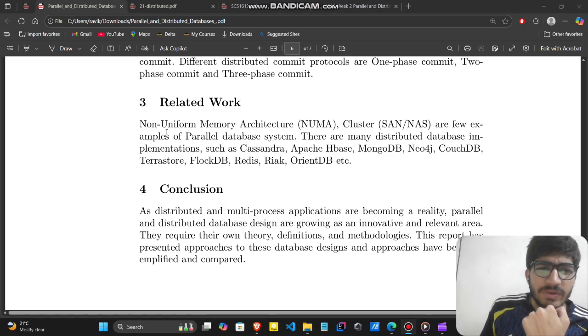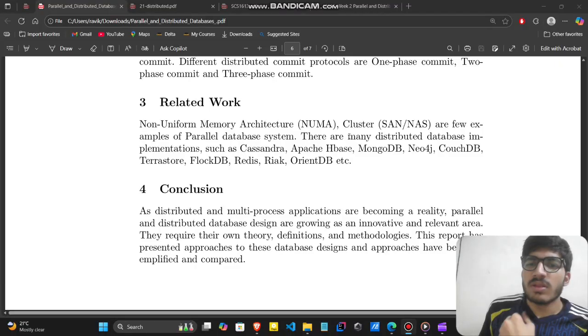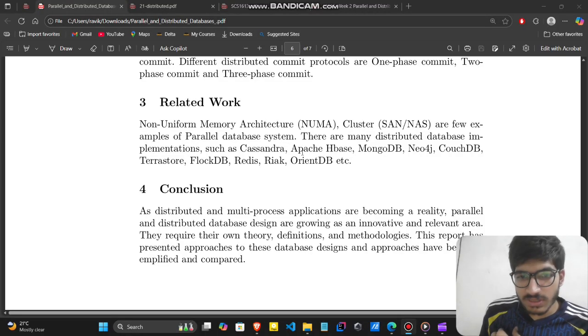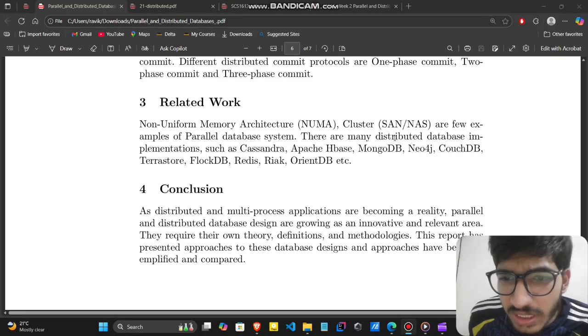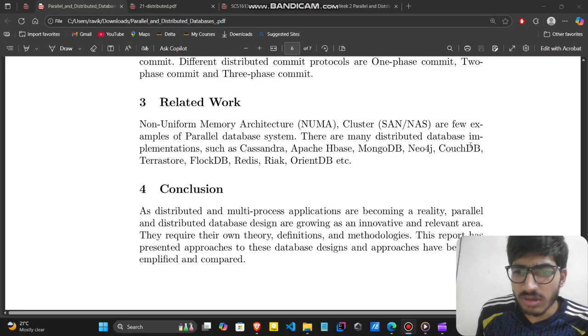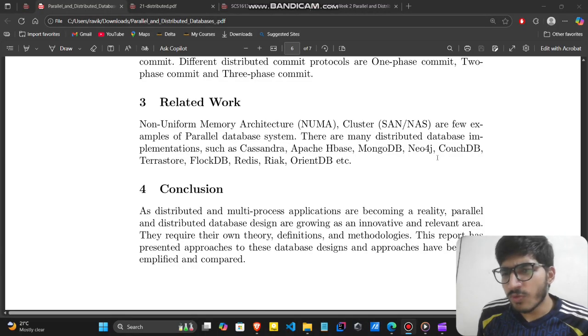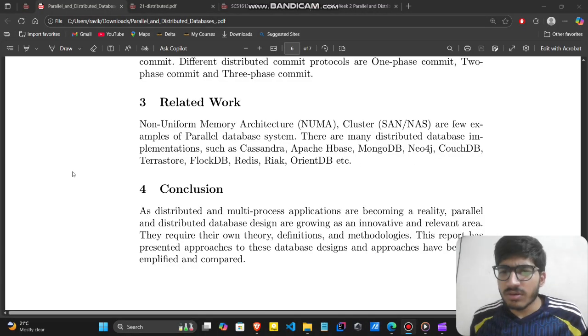Then related work. Non-uniform memory architecture, that is NUMA, and clusters like SAN and NAS are few examples of parallel database systems. There are many distributed database implementations such as Cassandra, Apache HBase, MongoDB, Neo4j, and CouchDB, TerraStore, FlogDB, Redis, Riak, OrientDB, etc. Thank you.